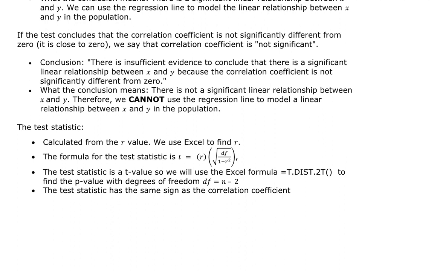Again, I'm using Excel, but you can use your calculator. All of the steps are in the book if you're using your calculator. So we are going to find our test statistic. Our test statistic is our sample correlation coefficient r multiplied by the square root of the degrees of freedom over 1 minus r squared. In Excel, we're going to use T.DIST.2T, and we will find a p-value with the degrees of freedom as the number of data pairs minus 2. The test statistic has the same sign as the correlation coefficient.